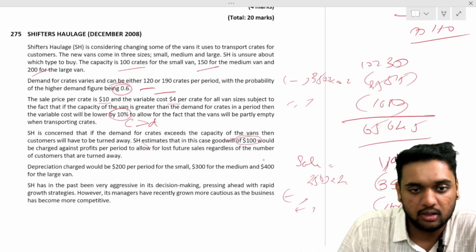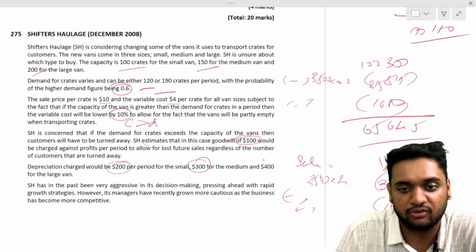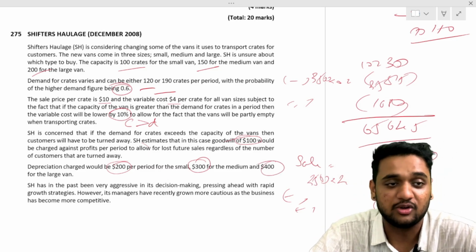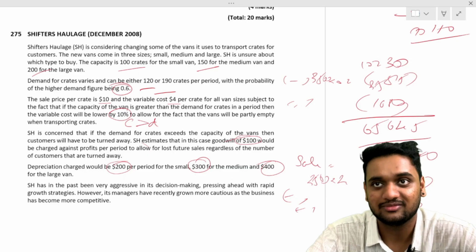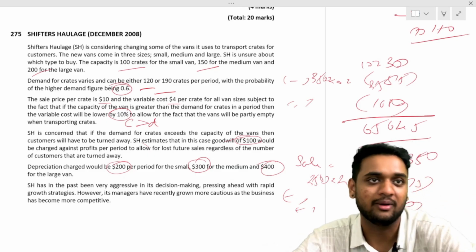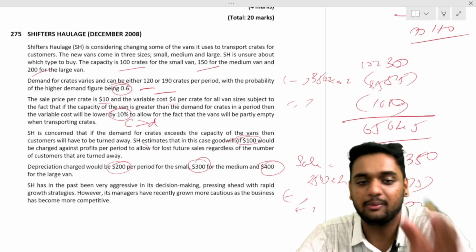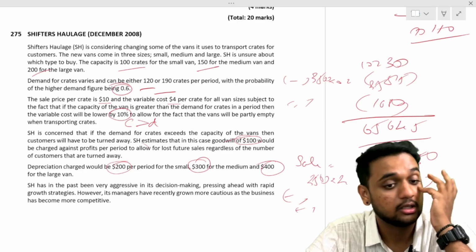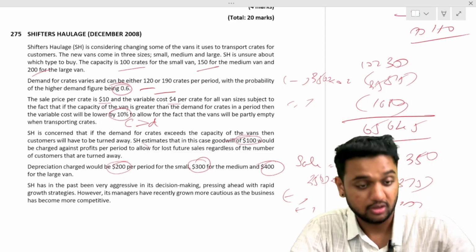Then depreciation charge is 200 for small van, 300 for medium van, and 400 for large van. If you get a large van, depreciation is 400; if you get a small van, depreciation is only 200. There is a difference, so I may buy the small van. Compare the cost and we will see. Understood, all of you? Yes or no?